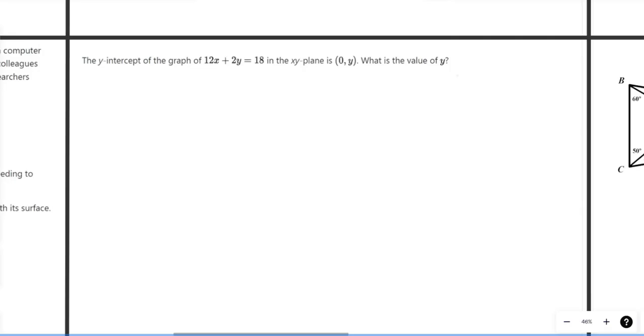This next one is basically asking for the y-intercept when x equals 0. So we plug in x equals 0. We get 2y equals 18. Divide by 2 to get y equals 9. Easy. You got that.